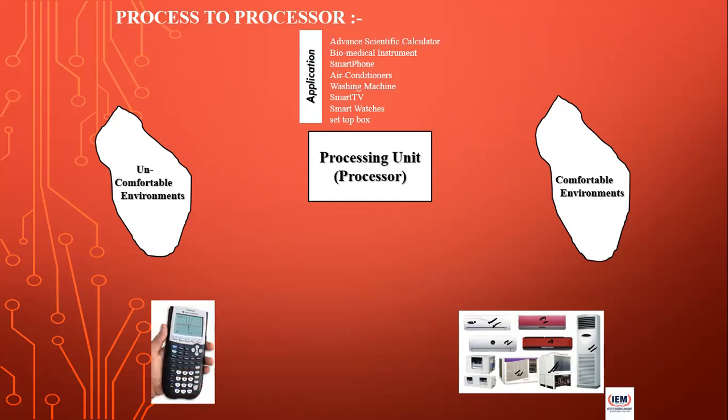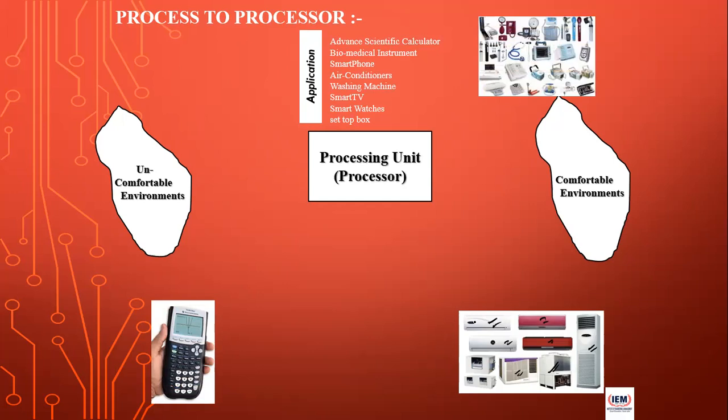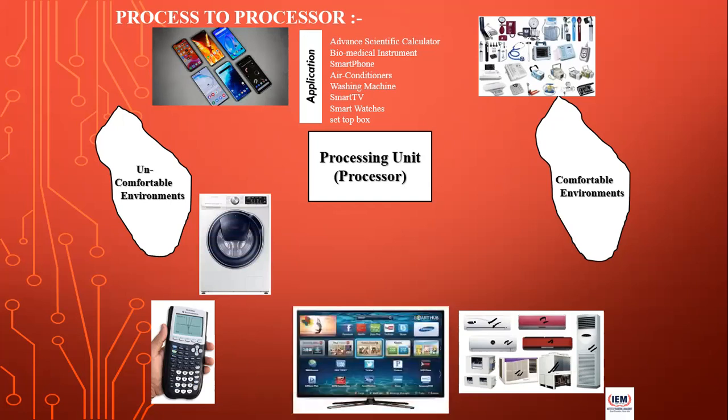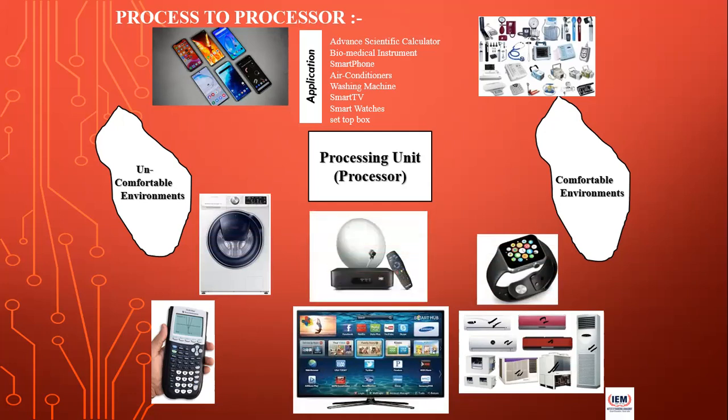So this is your advanced scientific calculator. This is the appliance associated with biomedical instruments. This is your smartphone, air conditioner you have already seen, washing machine. Different types of washing machines are present in the market. You know that. Smart TV is there, smart watch, and also a set-top box. These are all the applications involved with this processing. Without this processing, we cannot work anything.